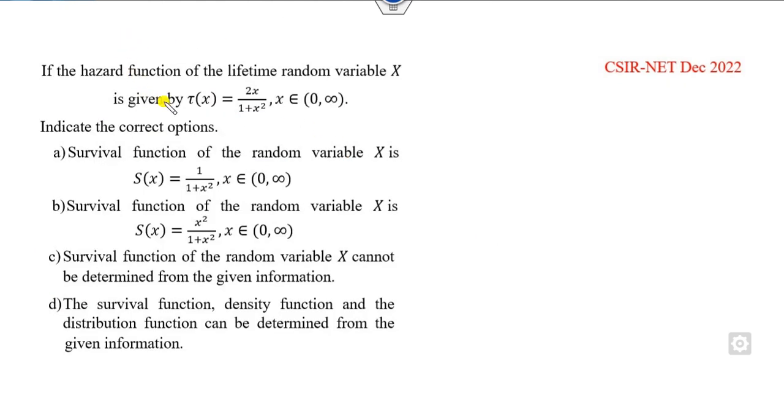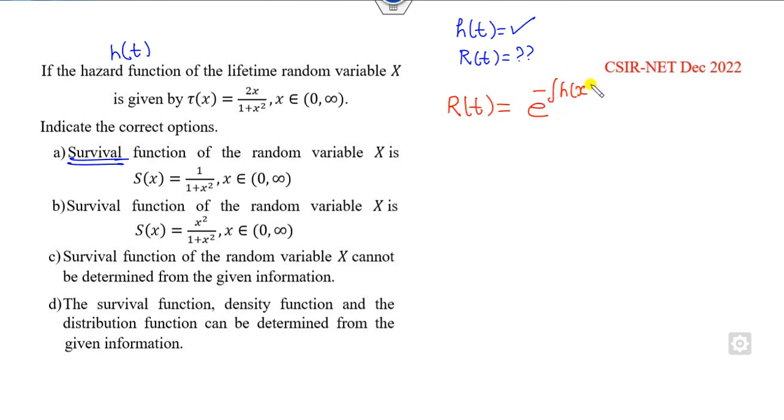Okay, the hazard rate, that is h, is given to you. Fine. Then you have to find the survival. It means h is given to you, then your target is to find the value of R. So can you find the relation between this? You can simply use my shortcut trick. It is exponential of minus the integral of h of x. Fine. Now you can substitute the values. It is e raised to the power minus the integral of h, which is 2x over 1 plus x square.